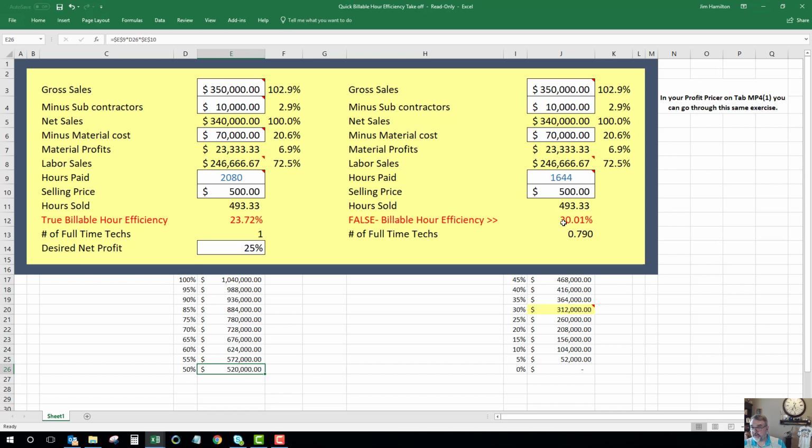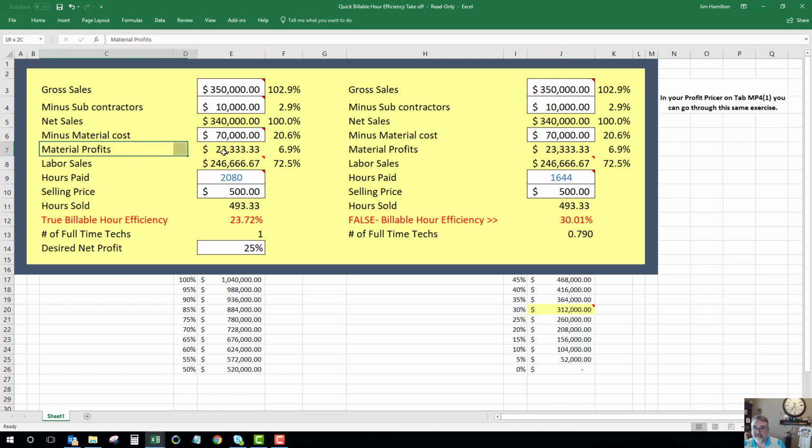At 30% efficient on this false one, you're saying this guy's going to bring in 312,000. Well, he didn't bring in 312,000 in labor sales. He only brought you in 246,000. So it's a misnomer. The 246 here at 23% is right down here in between the 23% is where the 246 is going to fall. Okay, so this is based off of your labor sales, not your material sales.